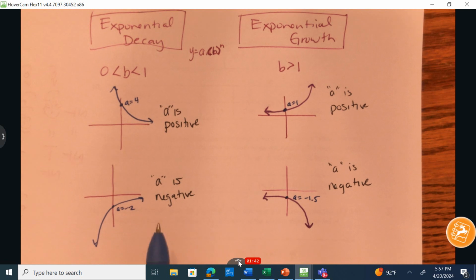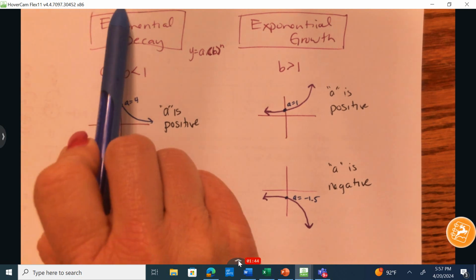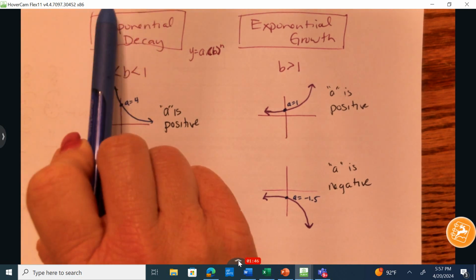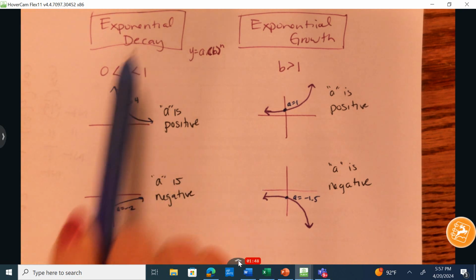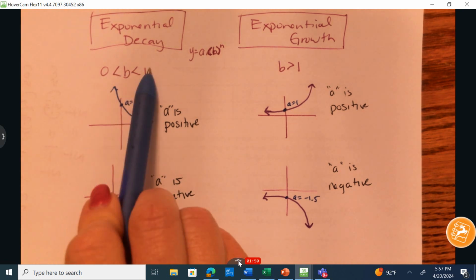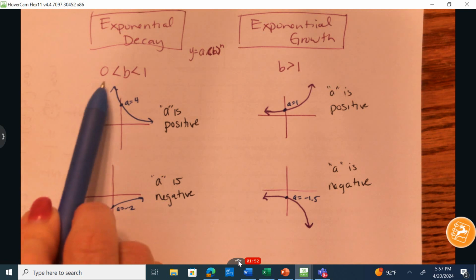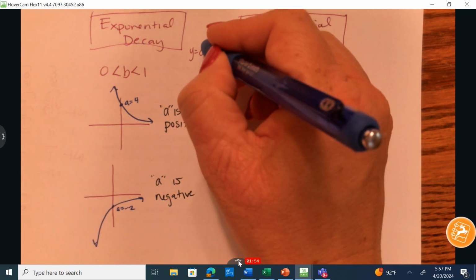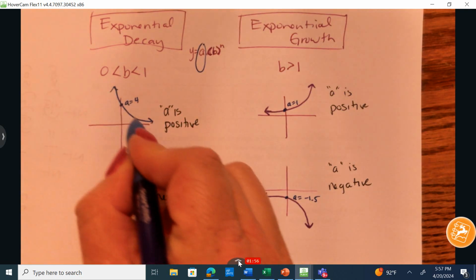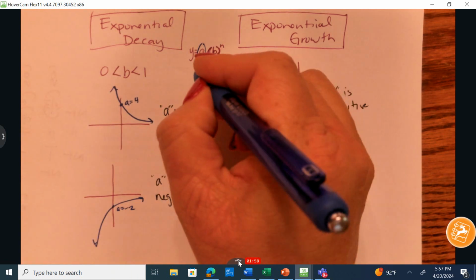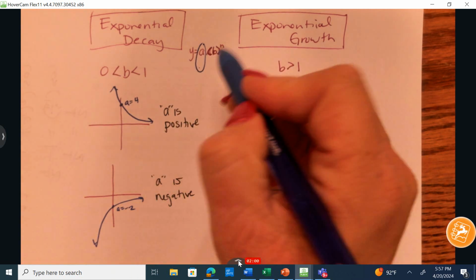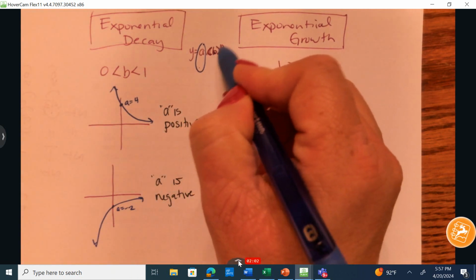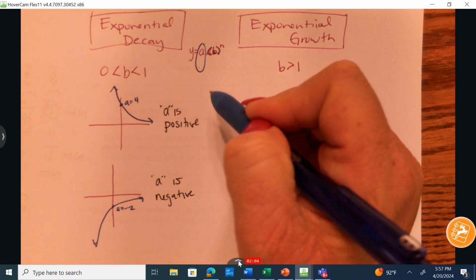Now let's look at the next problem. It says we want an example that is decaying. So we want the b value to be between 0 and 1, and we want it concave up. So what does that mean? That means our a value, because this is concave up with decay, must be positive. And our b value, when we simplify things, has to be between 0 and 1.